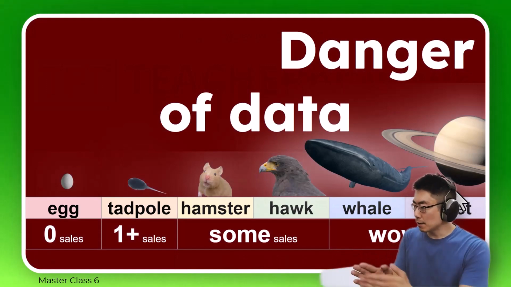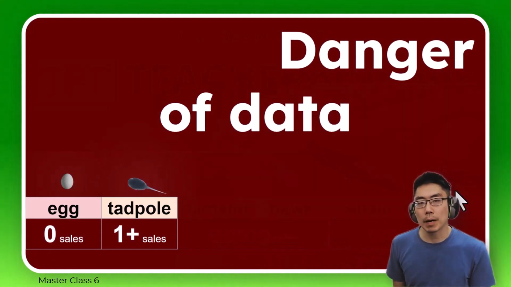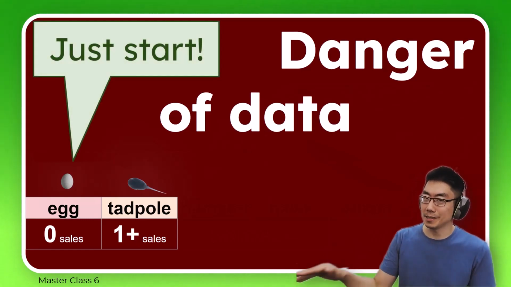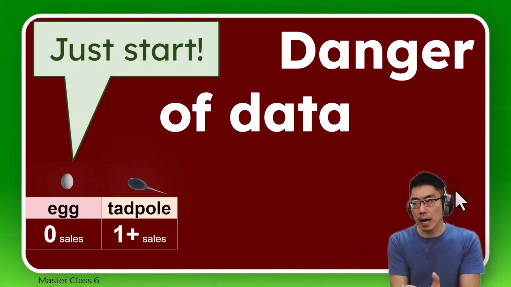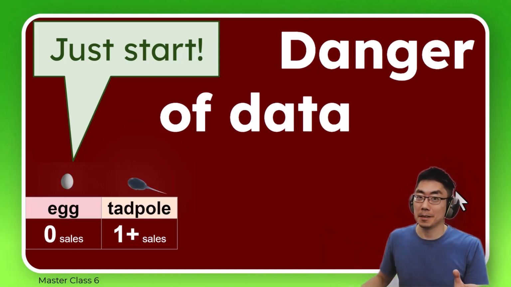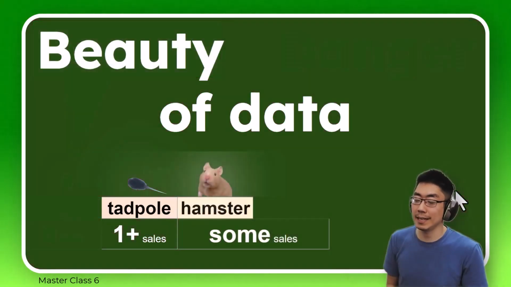In Masterclass number 2, I talk about the different stages that I've grouped TPT teacherpreneurs into. And the danger of data applies to everyone in this spectrum. But if you are an egg or a tadpole, stop watching this video at this point. This was fun to watch, but now it's time to go do action. Just start, go work on your store, create products, and follow the money or follow the engagement, the leads.